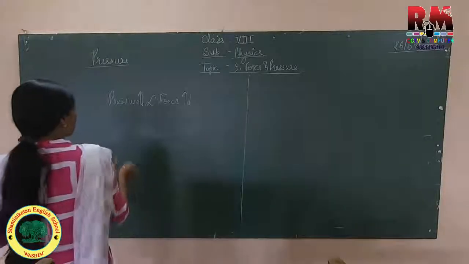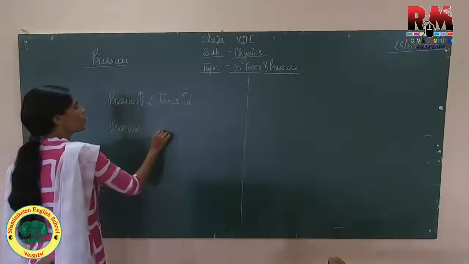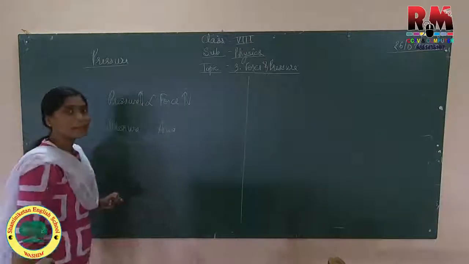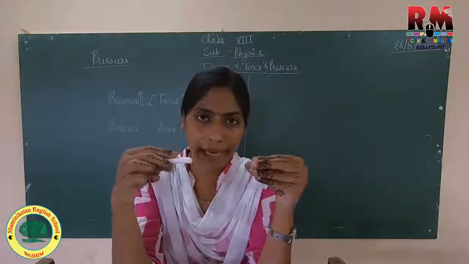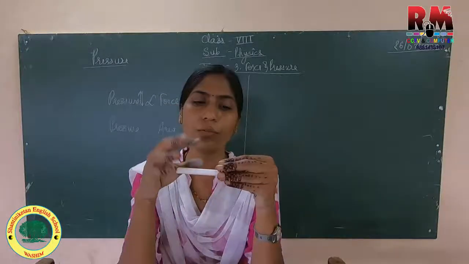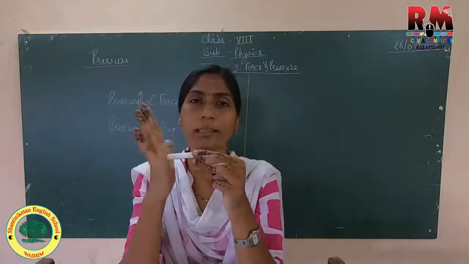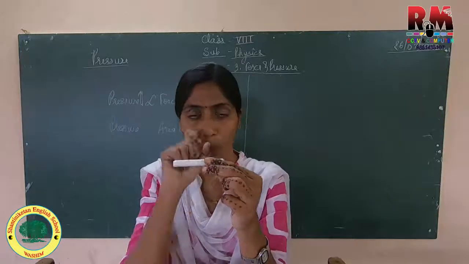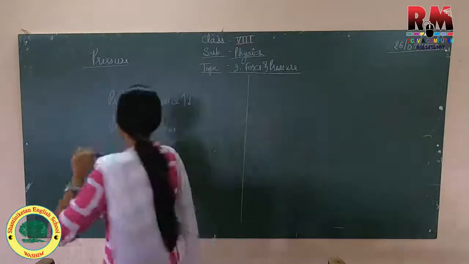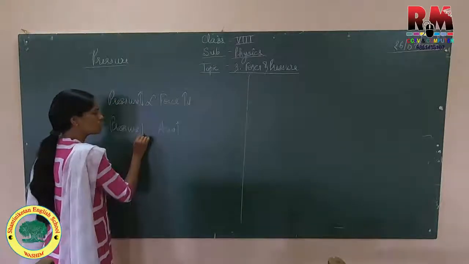So I can say that pressure is depending on area. But how is it depending? Sharp area and blunt area, what is the difference? Sharp area means the area is less, and the blunt side will have more area as compared to the sharp. Okay, so I can say that if area is increasing, pressure is decreasing.